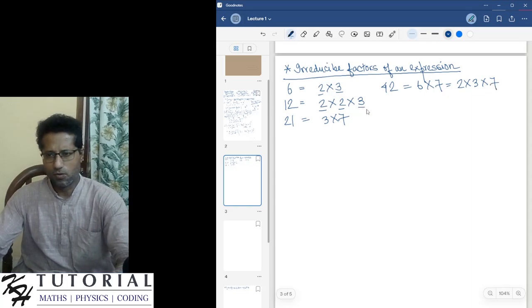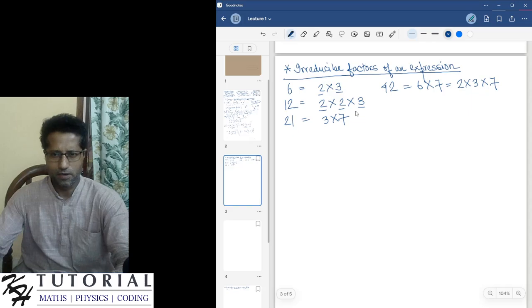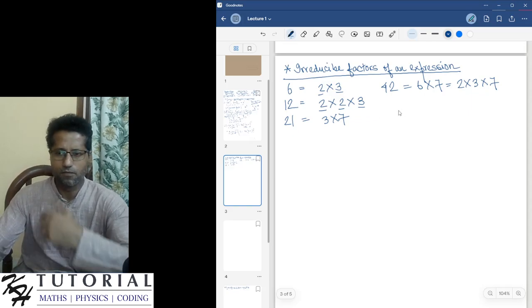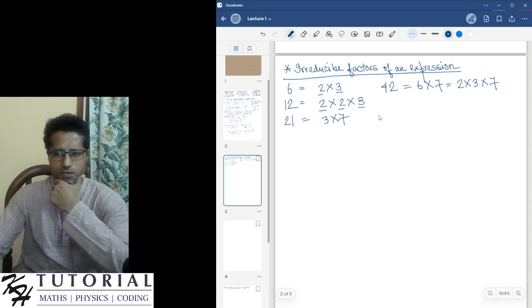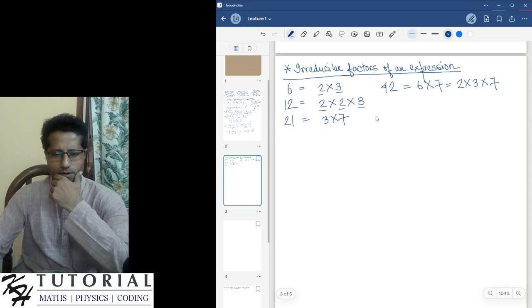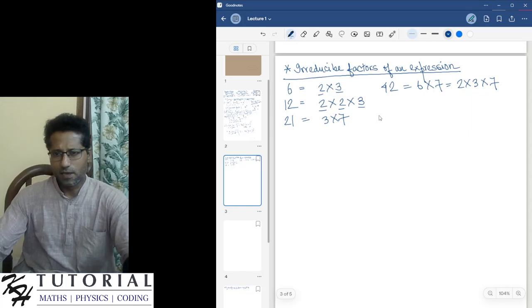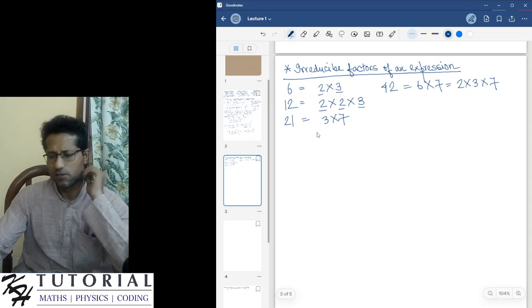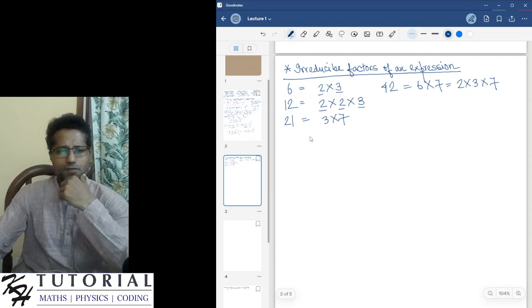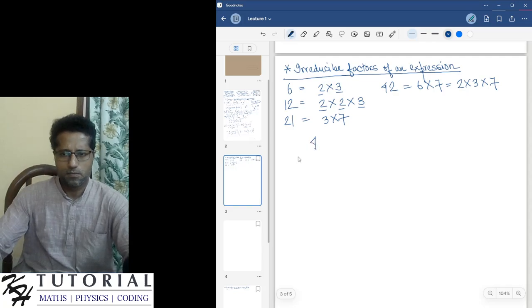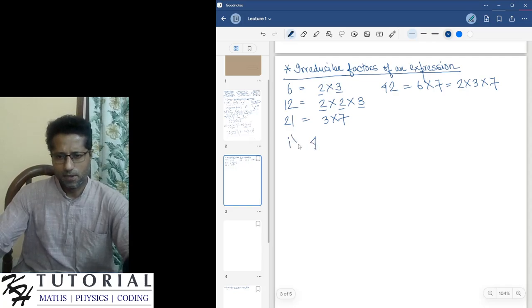So I hope you already know what is the prime factorization of a natural number. Just for the sake of discussion, I am discussing it. This is how we express a natural number as a product of its prime factors. The concept is the same for irreducible factors of an expression. Let's say I have an expression which is a constant term, 4, let's say. So let's go by example.